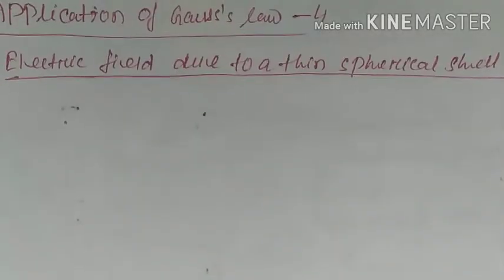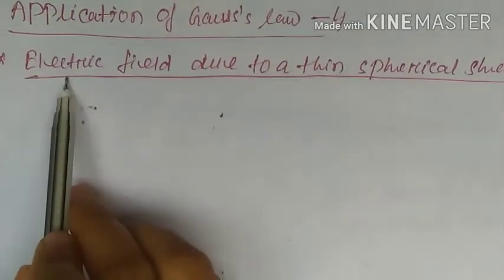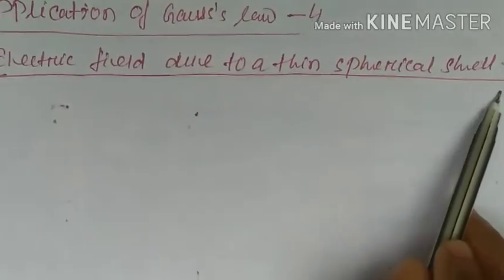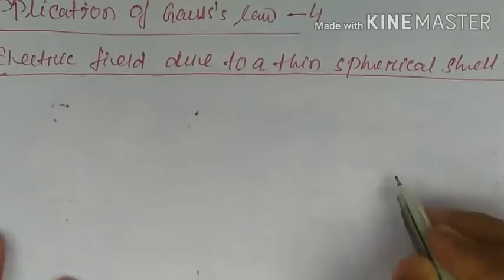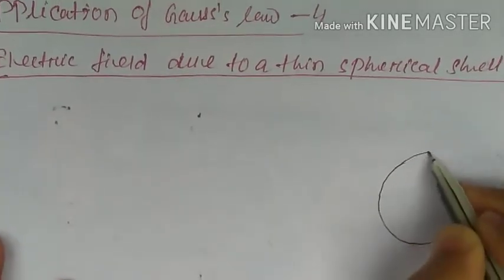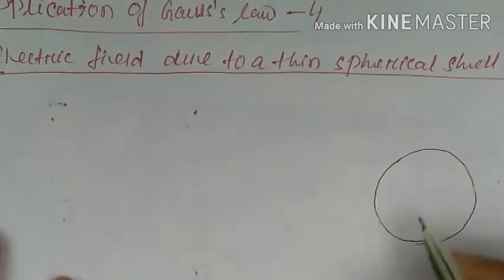So what is our case? A spherical cell. Here the charges reside on the surface, so we will consider areal charge distribution. Now we will calculate the electric field due to a thin spherical cell. So let us consider a spherical cell having radius r.